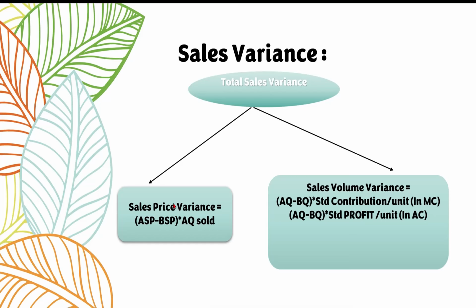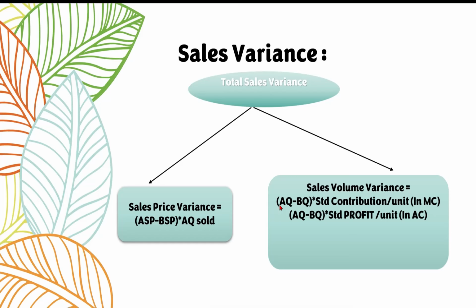But the sales price variance will be the same for both of these systems. So this is quite easy. In the price variance, the name itself suggests the difference between prices. So we will take the actual figure and the budgeted figure, then we will find out the difference and multiply it with the actual quantity we sold.